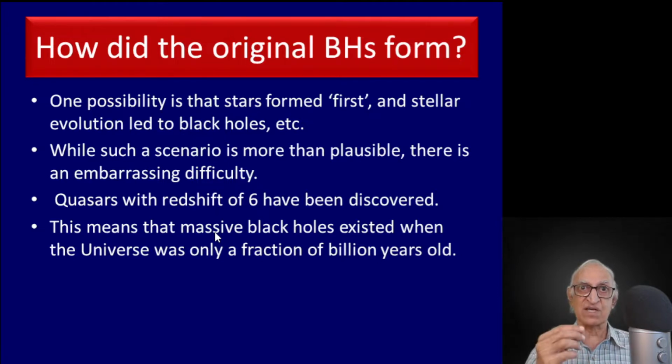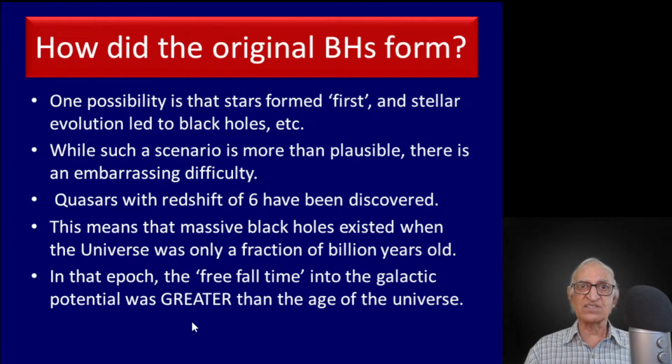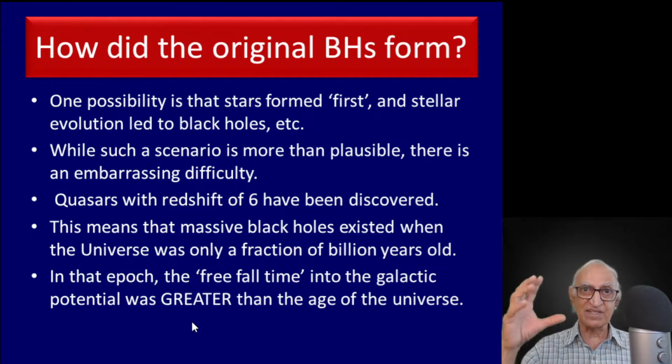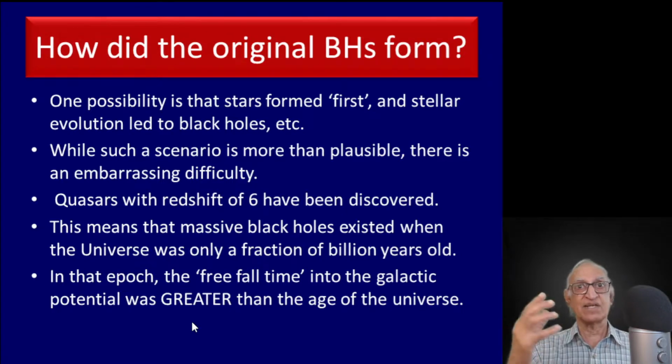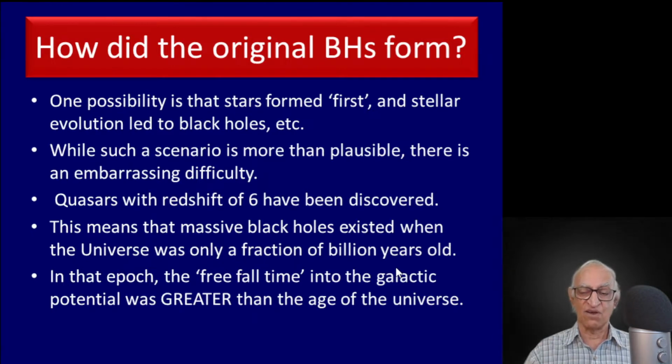When you're talking of a quasar blazing away at less than 1 billion years, you're saying a supermassive black hole has already formed in less than 1 billion years. Now, that is a serious difficulty, because in order for a black hole to form, matter must fall in, and you can estimate what will be the free fall timescale using Newton's laws or general relativity. The difficulty is the free fall time to form the black hole is much greater than the age of the universe at that time, which was only a fraction of 1 billion years.